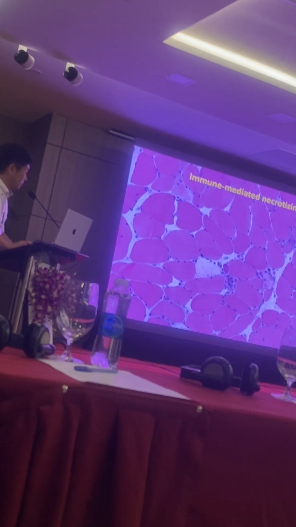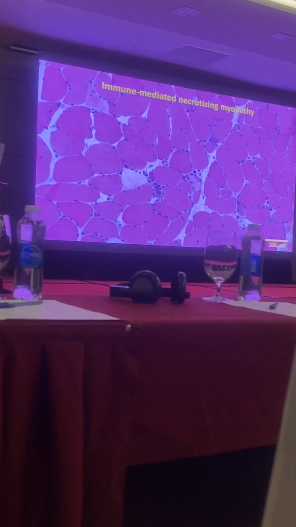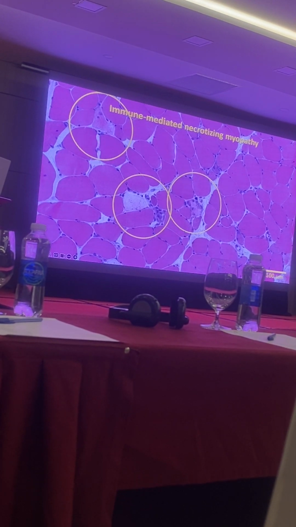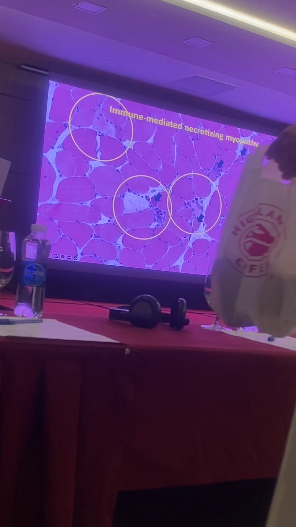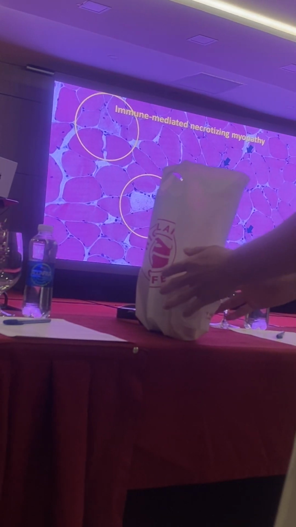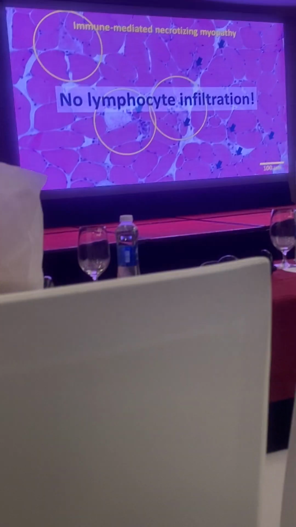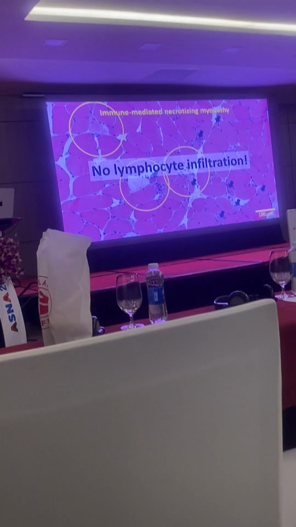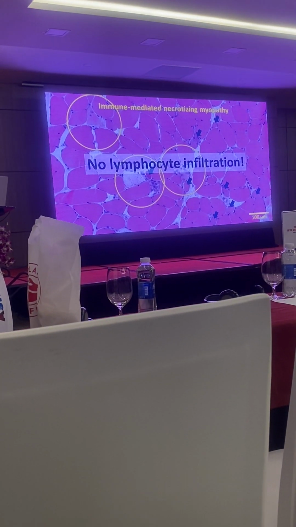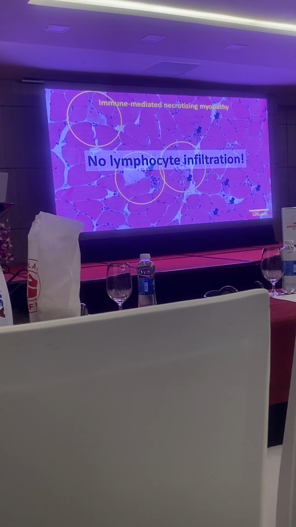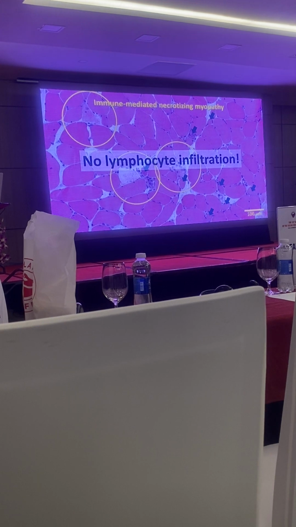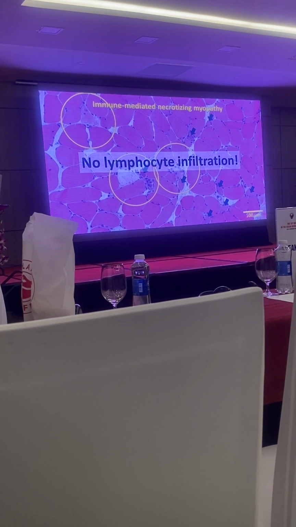On muscle pathology, of course, as its name suggests, there are necrotic fibers and regenerative fibers. So myofiber necrosis and regeneration is seen. But even if you look very hard, no lymphocyte infiltration is seen. This is the typical pathological presentation of immune-mediated necrotizing myopathy. Because there is no lymphocyte infiltration, this is called necrotizing myopathy.